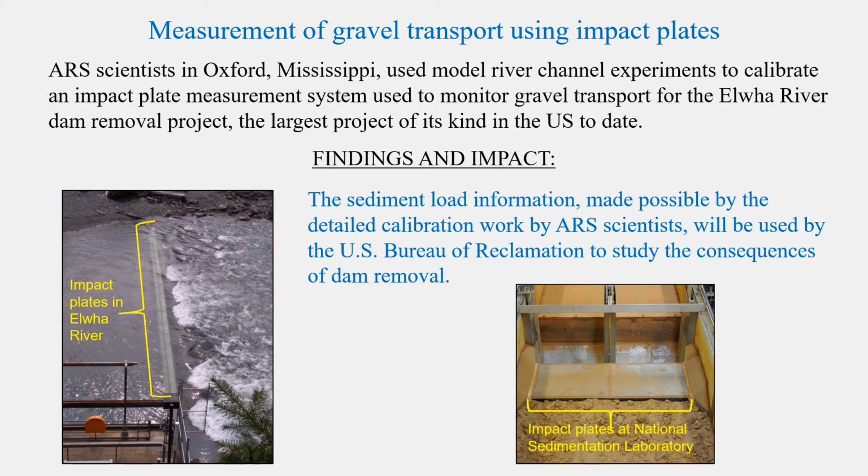The U.S. Bureau of Reclamation installed steel plates with accelerometers in the bottom of the channel downstream of the dam. The accelerometers detect both amplitude and frequency of sounds made by gravel striking the plates. The signals were recorded, but they did not have the calibration needed to convert the data and find out how much gravel was moving downstream.